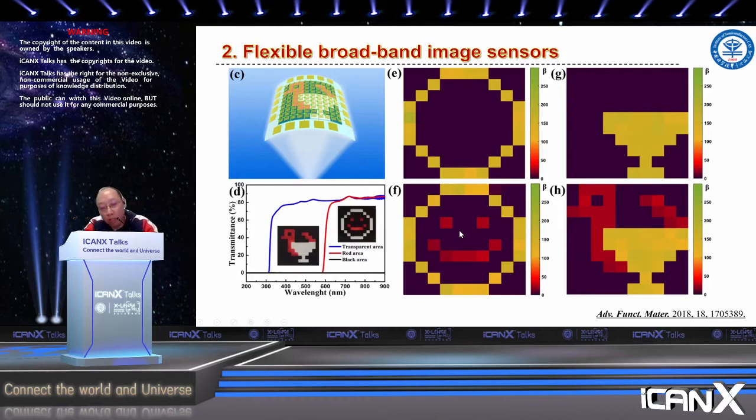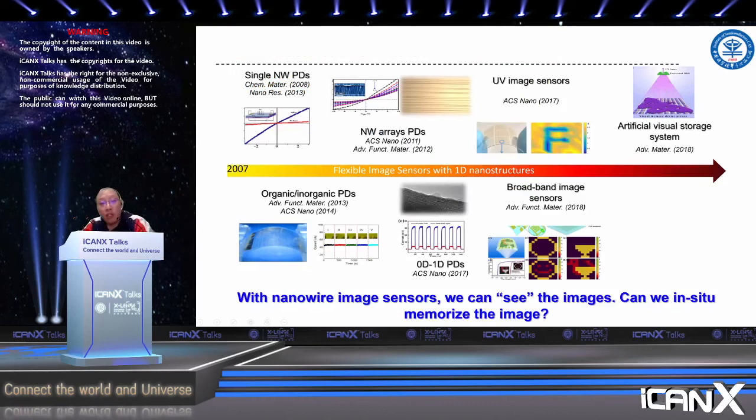So you can show the entire image. You can see here it's a smiley face and it's a bird, right? That means we can get more information with the broadband image sensors. And with these nanowire arrays, as I just said, we can get some image sensors.